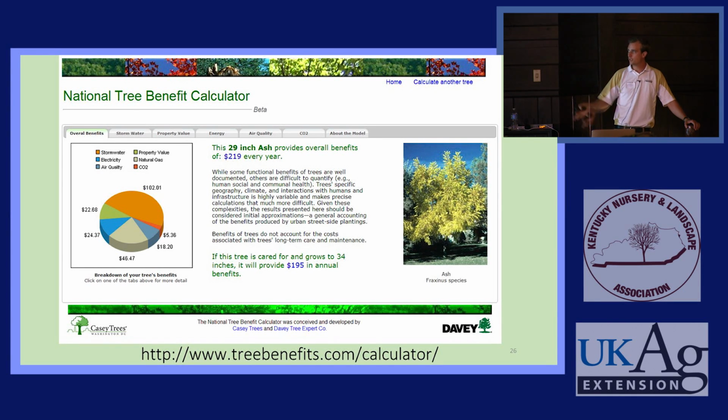And again, showing you the National Benefit Calculator. That canopy being higher than the other canopy, 600 ash trees being larger, that's going to provide you a lot more economic benefits.